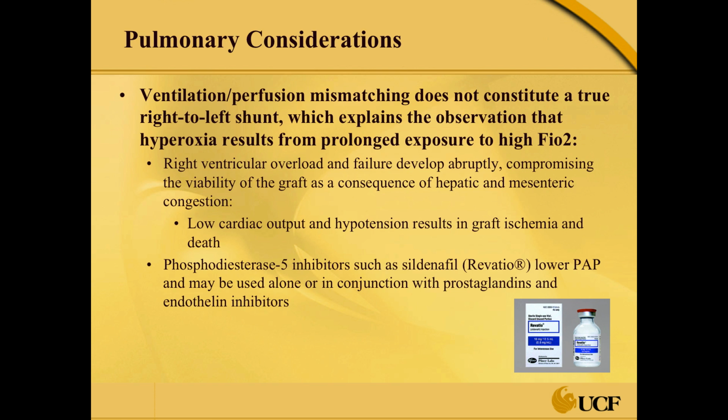Right ventricular overload and failure develop abruptly, compromising the viability of the graft. So you basically end up blowing out the graft as a result of hepatic and mesenteric congestion. Low cardiac output and hypotension results in graft ischemia. So we might treat patients with Revatio, which is a PDE5 inhibitor. Viagra is also what that is, sildenafil, which lowers PAP and may be used alone or in conjunction with prostaglandins and even endothelin inhibitors. So we learned about these drugs in critical care pharmacology, and now you're seeing how they're actually applied in this example in the post-op liver transplant patient.